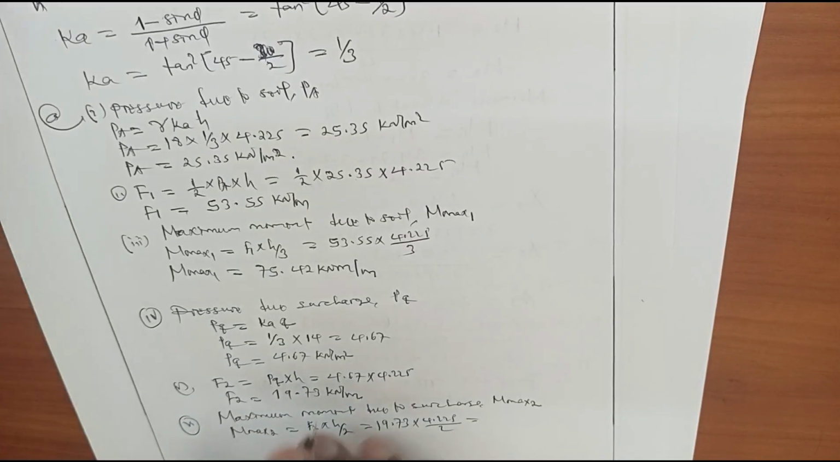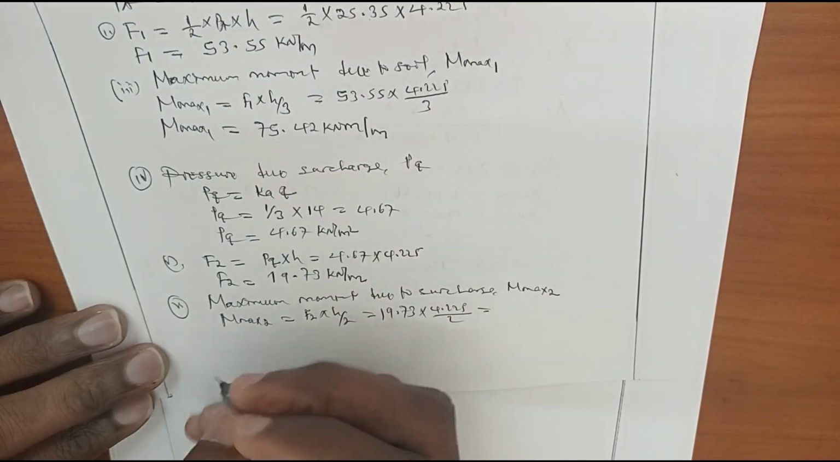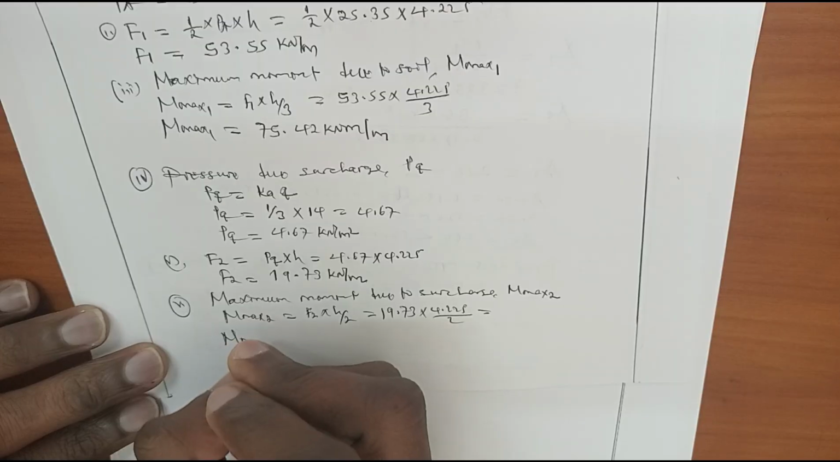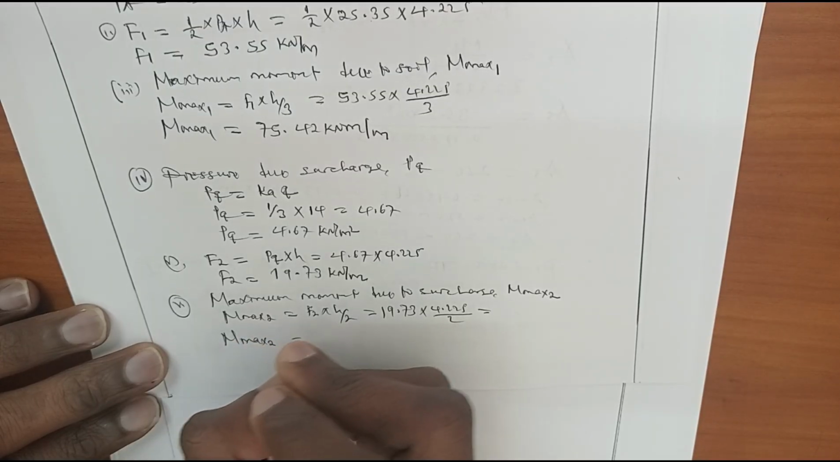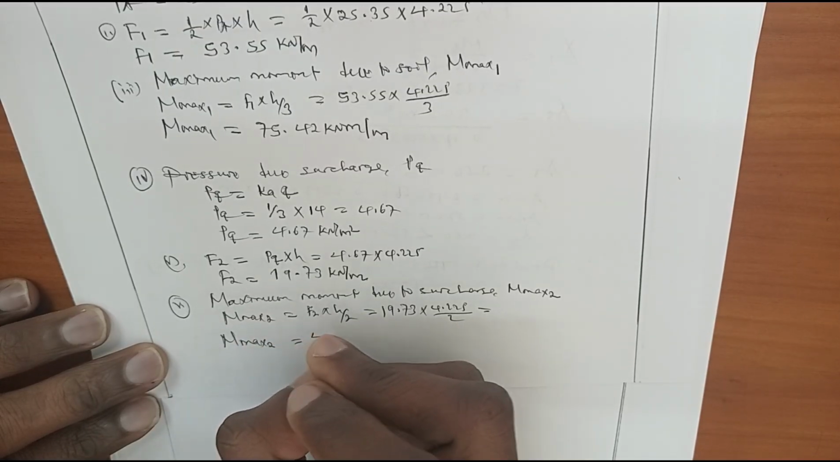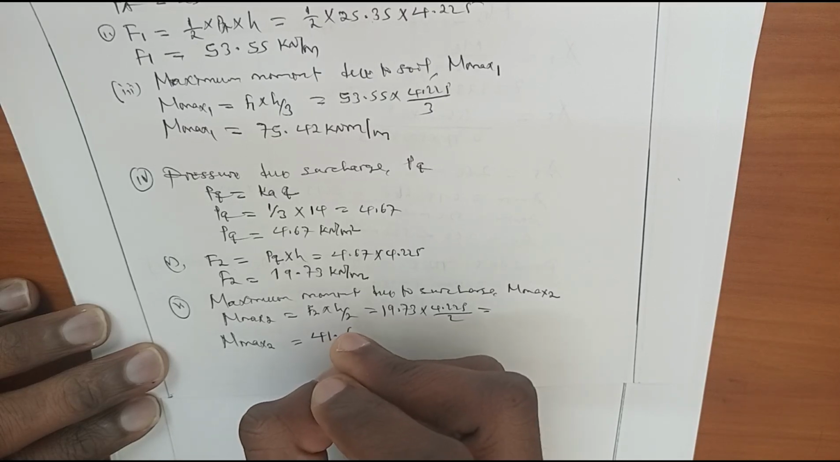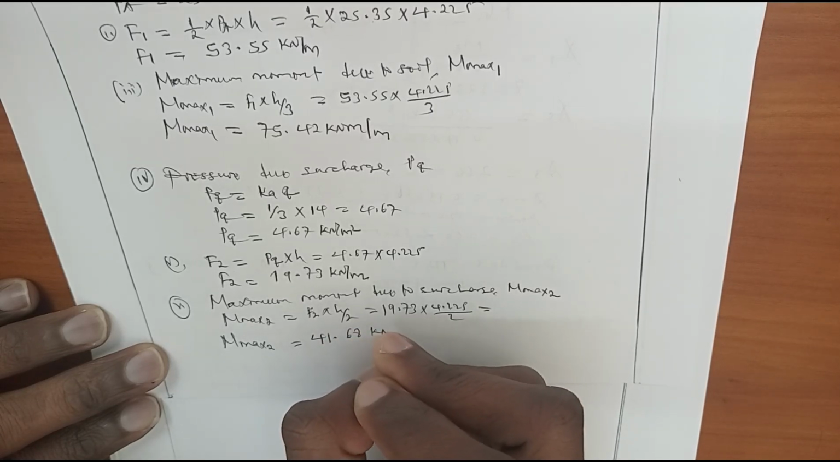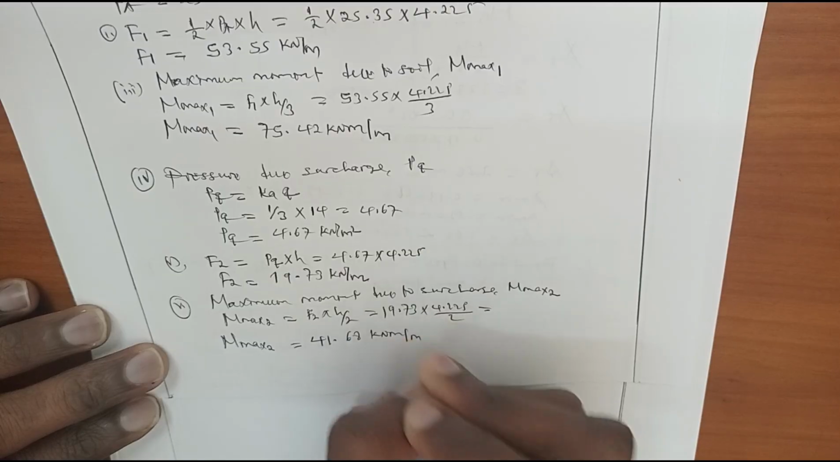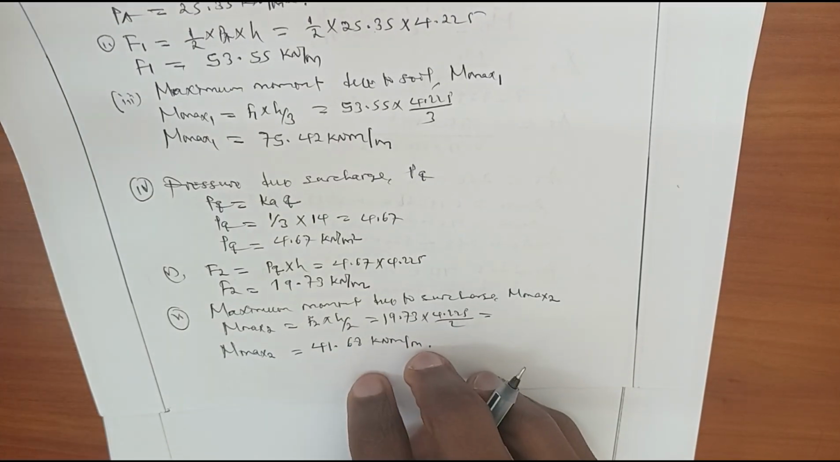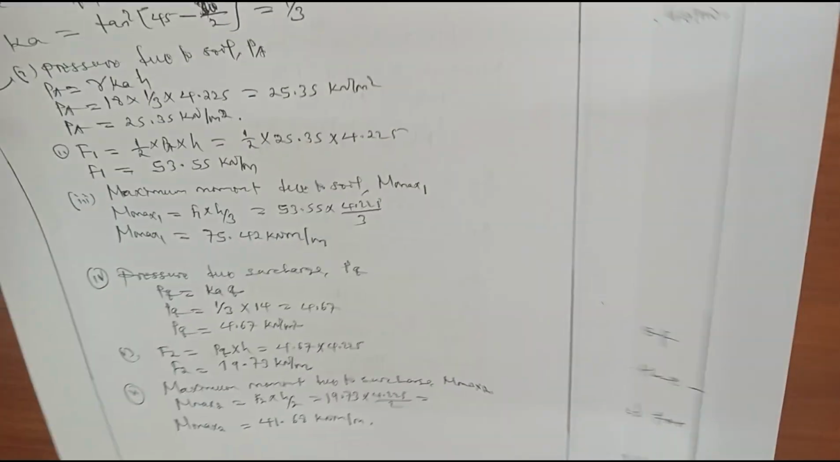This maximum moment will be equal to 41.68 kilonewton meter per meter. This is the maximum moment due to surcharge.